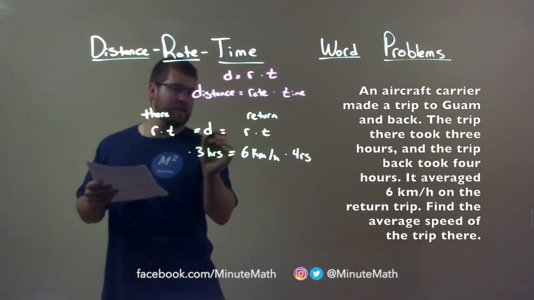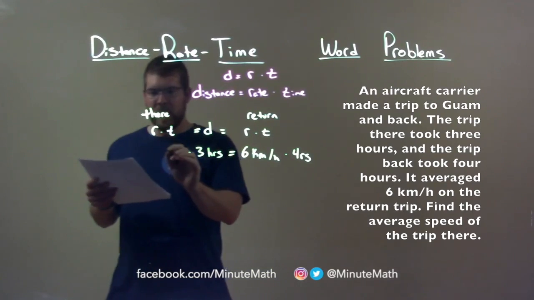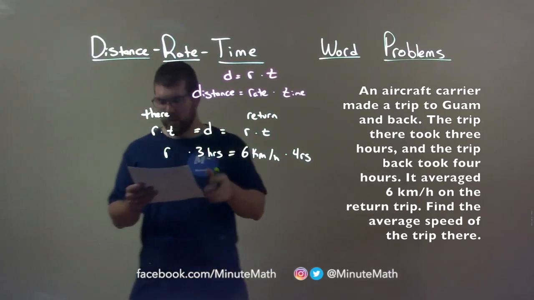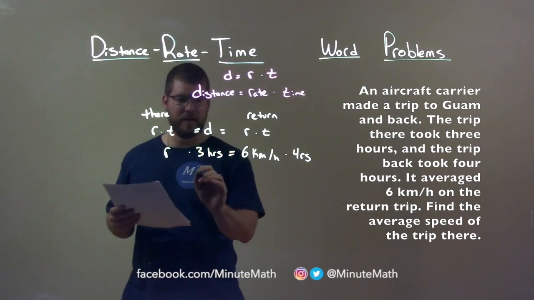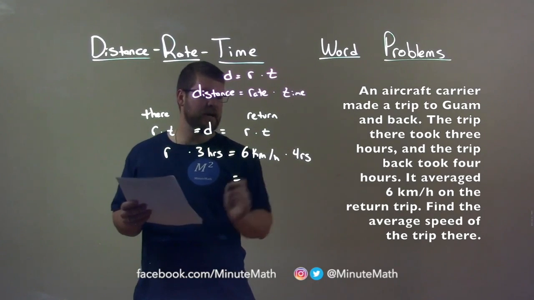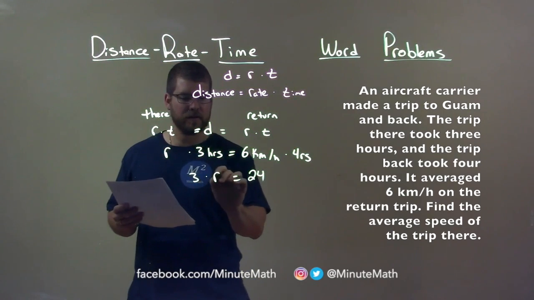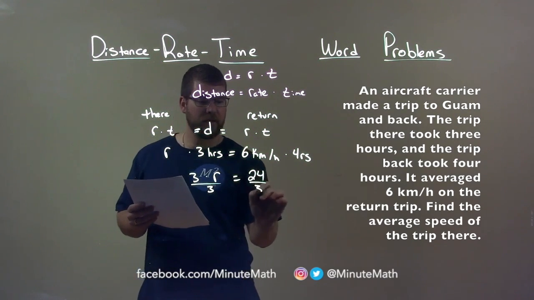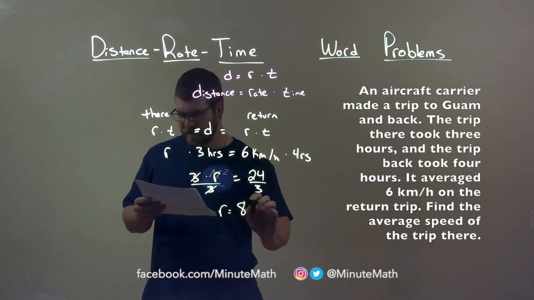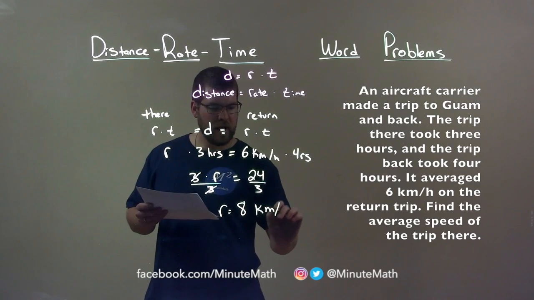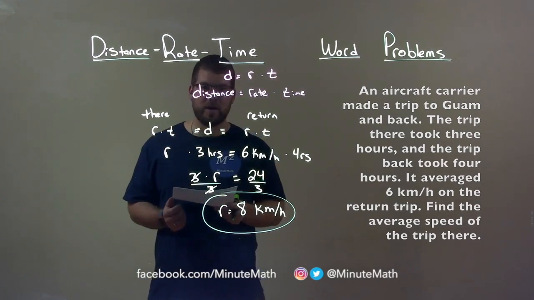Notice I'm getting rid of the distance. We don't actually need to know what that distance is because they're equal. And the rate on the way there is what we want to find, the average speed on the trip there. So now we have to simplify this. Pretty easy, right? We have 6 times 4 is 24, and we have 3 times r, just rearranged. Divide both sides by 3, and now we have r. Our rate is 24 divided by 3, which is 8. That's 8 kilometers per hour, and that is our answer for the average speed of the trip there.